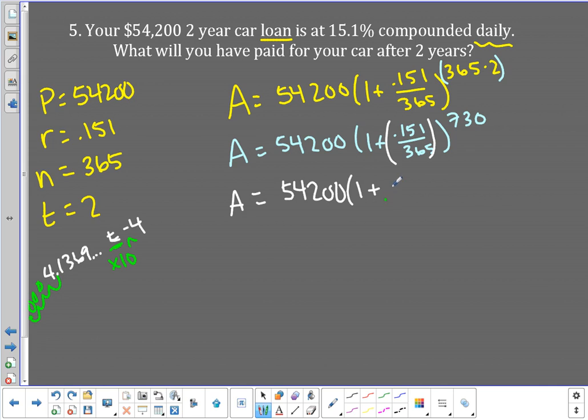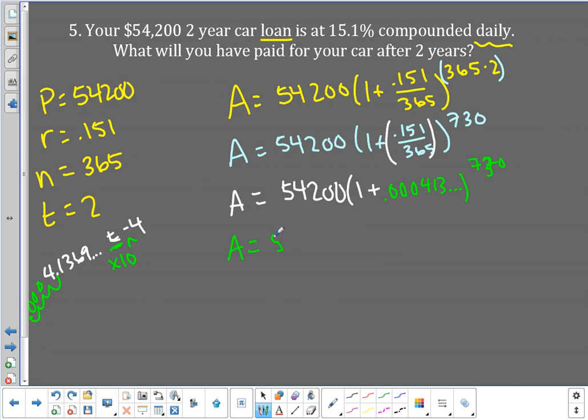So 0.000413 and so on. Raise the 730th power. Oops, sorry, that's 730, not 770. And it really doesn't make a big difference because all I'm going to do is hit the answer button. Just leave that answer, even if it's in scientific notation, leave that answer in your calculator and hit the answer button. And it puts it back into a decimal for you.